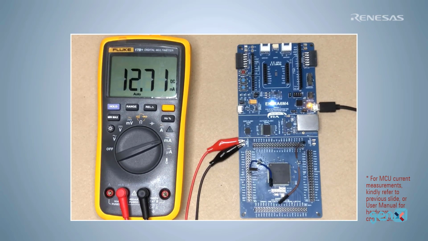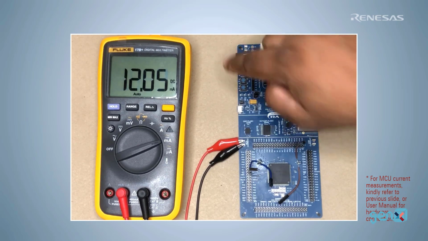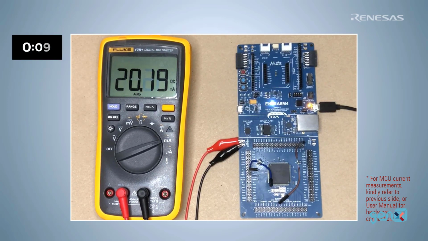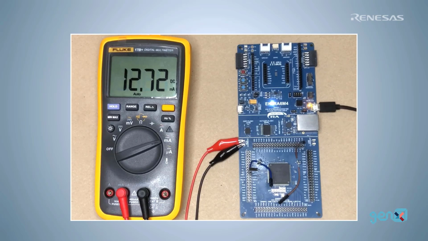When we press the reset button, the board will go back operating in the normal mode. It will go on for about 10 seconds and then enter the sleep mode once again. And that's a very simple demo of a RA microcontroller operating in low power mode.